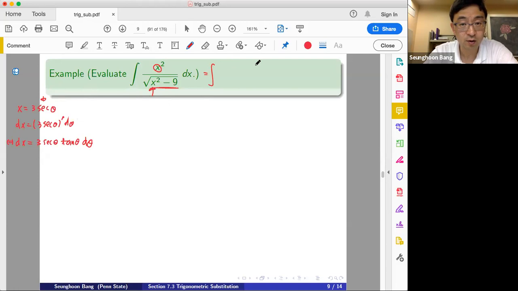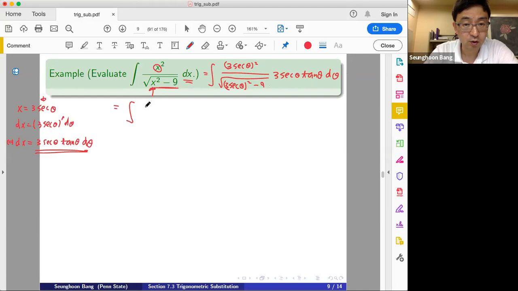You plug into here. The 3 secant theta squared over the square root of 3 secant theta squared minus 9. The dx is here: 3 times secant theta tan theta d theta. So we have it. So you have to simplify.